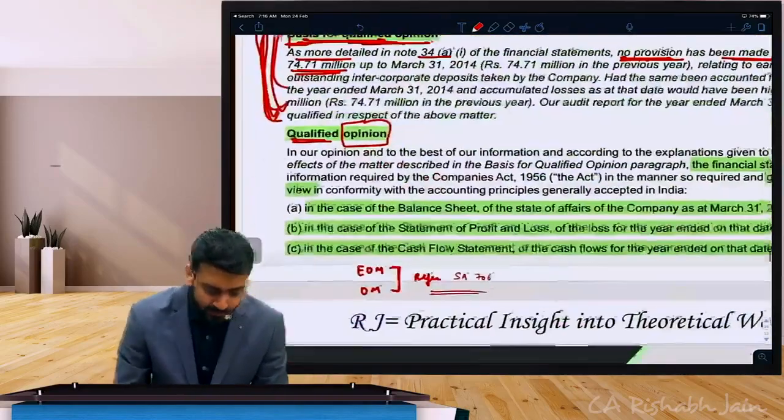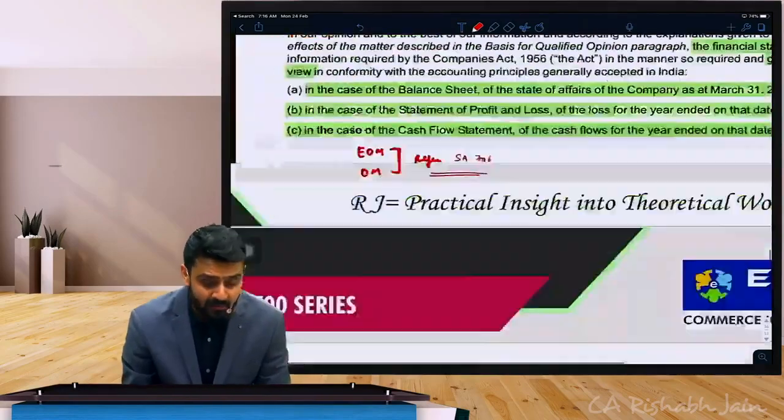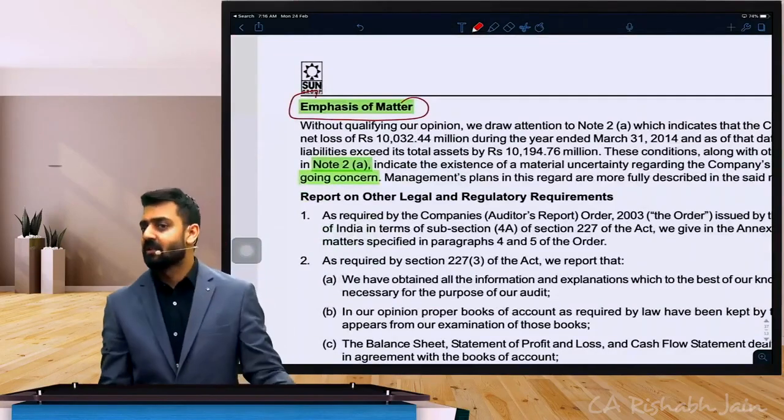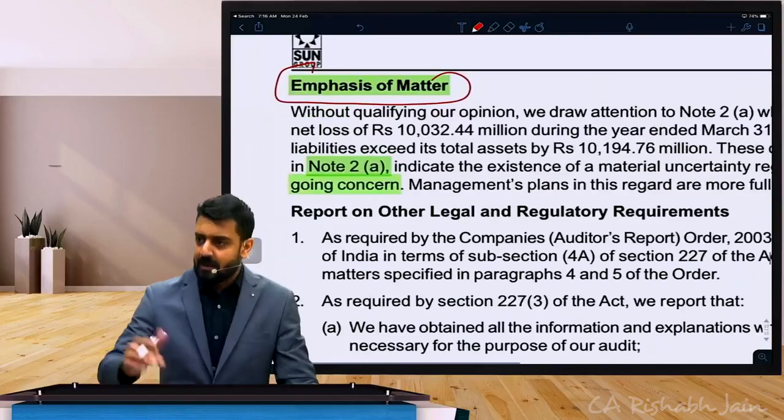Let me show you an example. Can you see qualified opinion? After that, can you see a paragraph called emphasis of? Is it visible to you? We'll talk about other matter also.